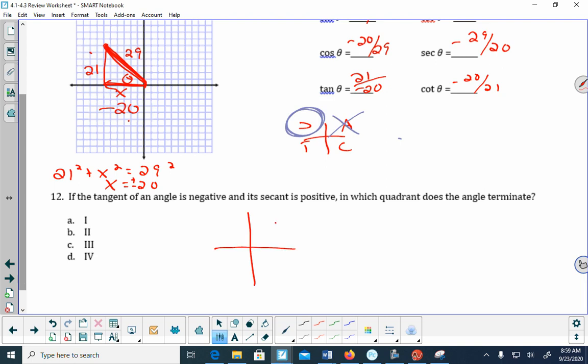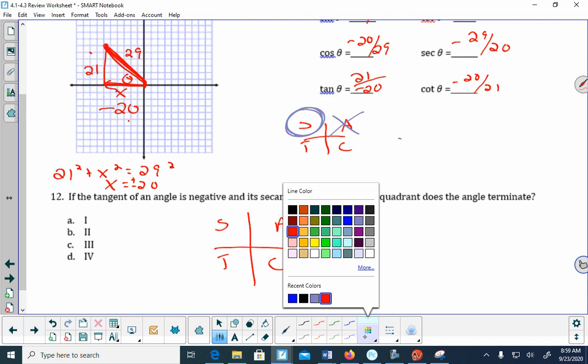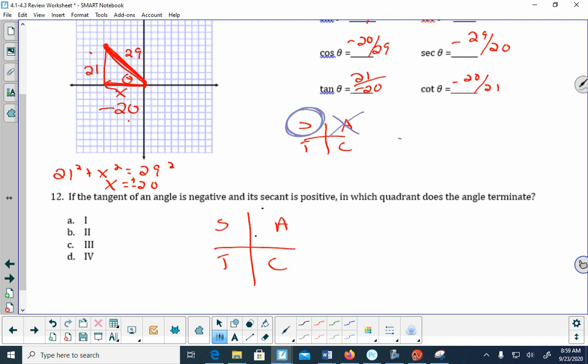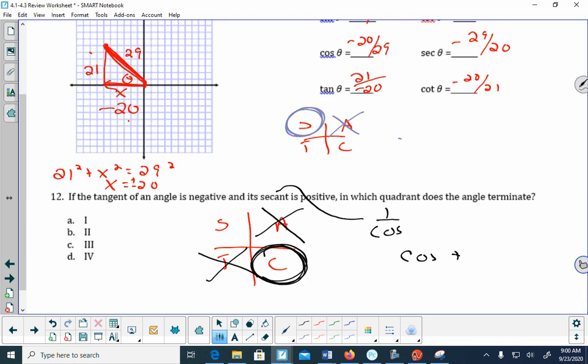So again, this is going back to all students take calculus. They're telling me that the tangent is negative. As soon as they tell me that, that eliminates the first quadrant because everything's positive in the first quadrant, and it eliminates the third quadrant because the tangent is positive in the third quadrant. The secant, remember, is 1 over the cosine. So if the secant's positive, that means the cosine is also positive. Well, the cosine is positive down here in the fourth quadrant. So my correct choice is going to be the letter D.